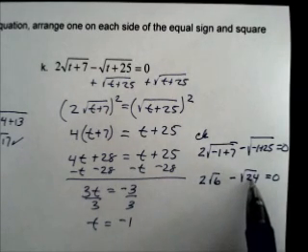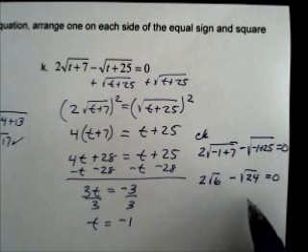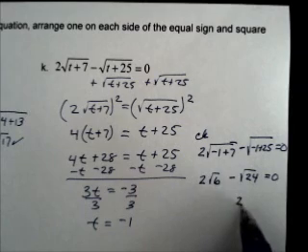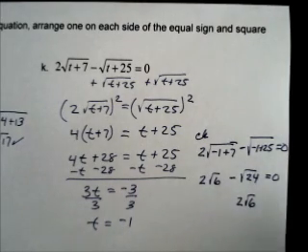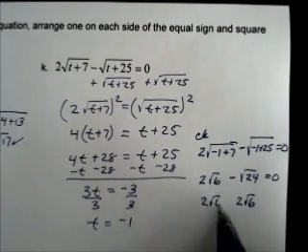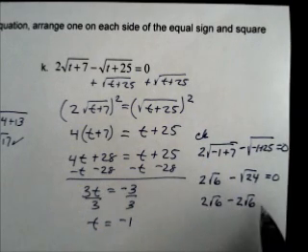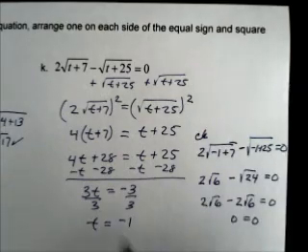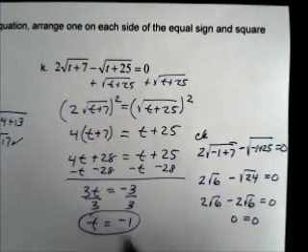Well, let's see. If we simplify the square root of 24, that's 4 times 6, so that would be 2 square root of 6. Is 2 square root of 6 minus 2 square root of 6 equal to 0? Yes, 0 equals 0. So t equals negative 1 is a solution.